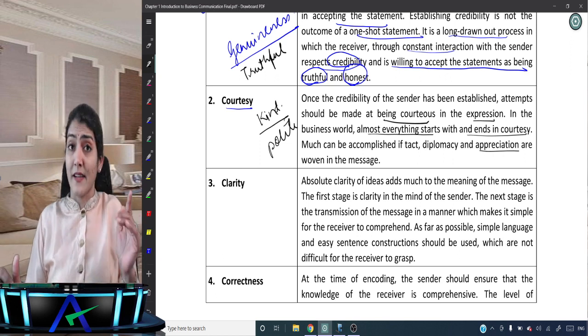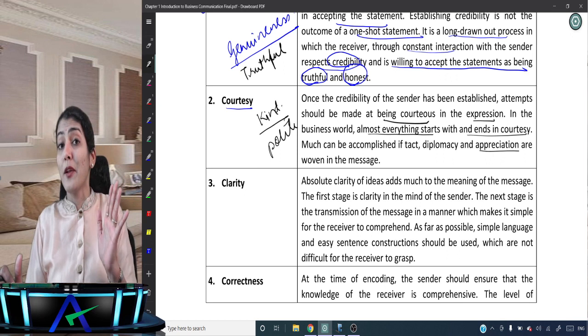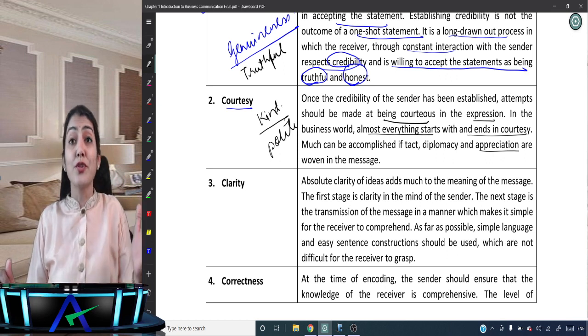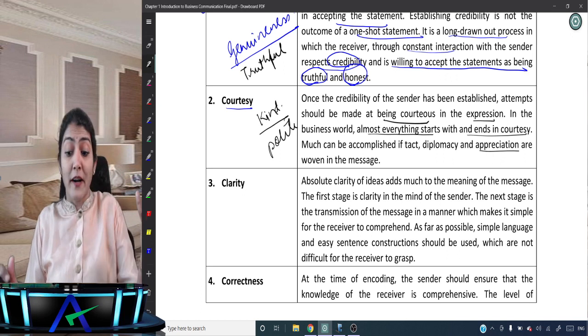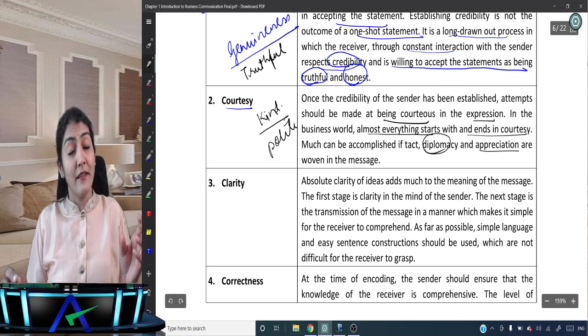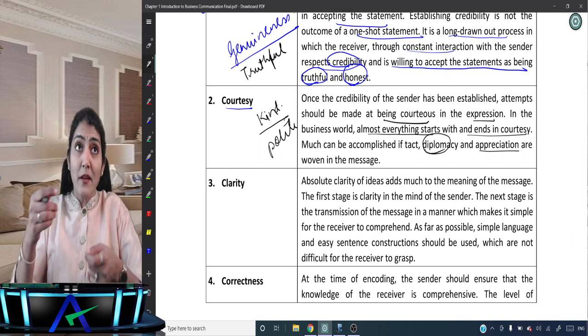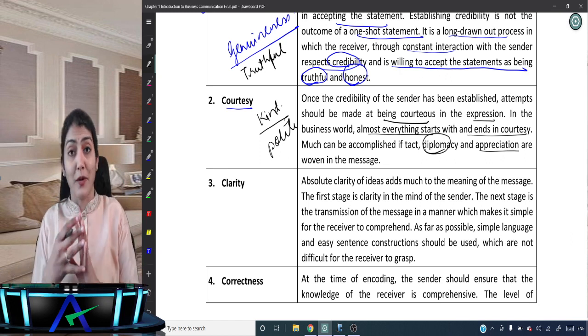Right, so courtesy. Being very courteous, very kind, very polite, and not being rude, not being shrewd, and not being very upfront. It says be diplomatic, right? Be tactful, right? Appreciation should be woven in the message, and all this is to be integrated together.